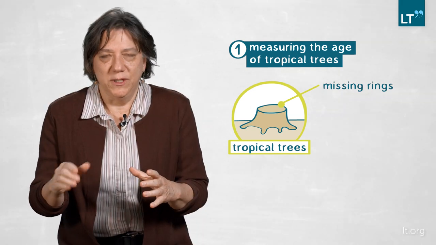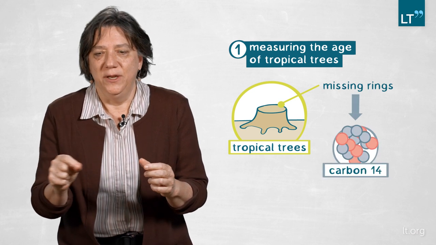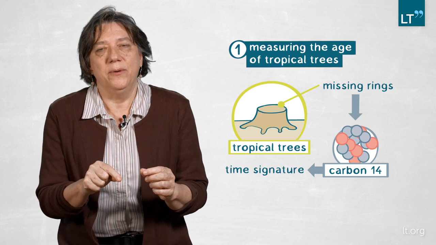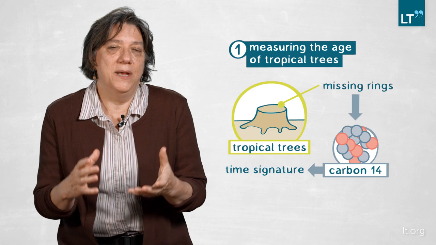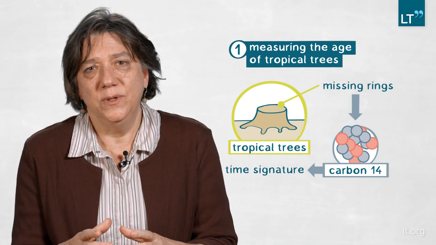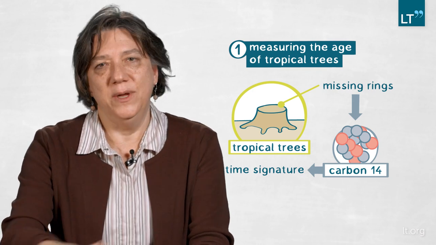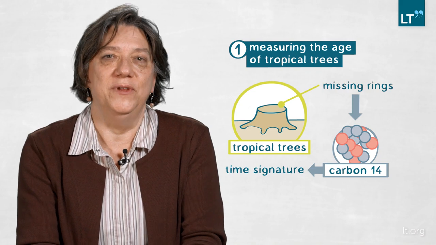So what we do is we use the carbon-14, which differs in every year since the bomb spike, and we can use that as a time signature going backwards to say how fast these trees are growing. And most of them are growing very, very slowly. So the ages of tropical trees, you might have the kind that you hit with your machete to just clear it out of the way, and that tree can be more than 50 years old.